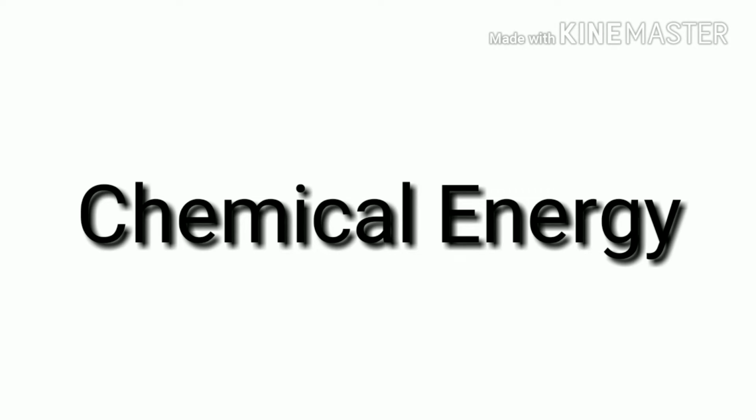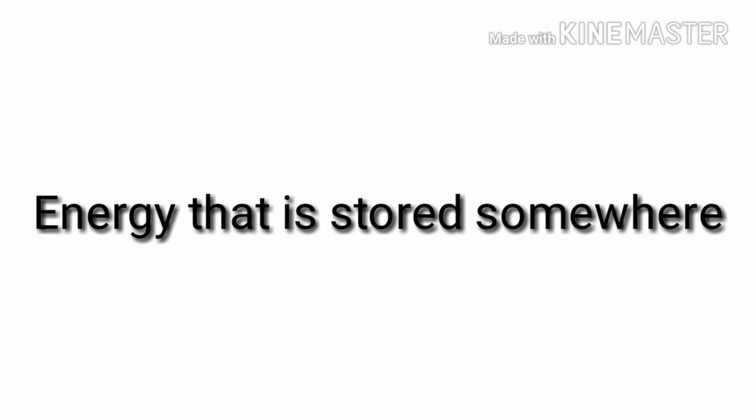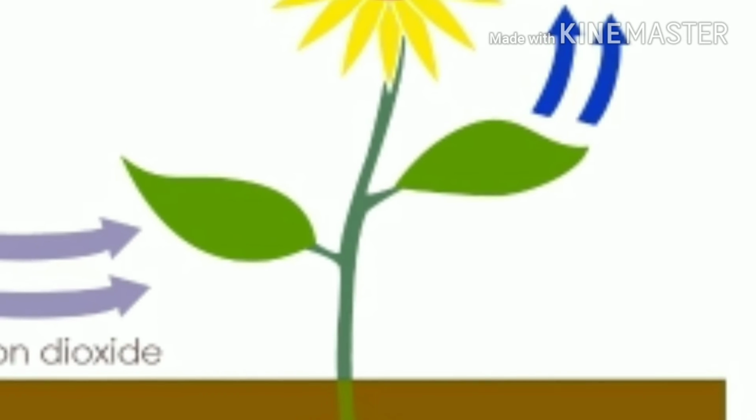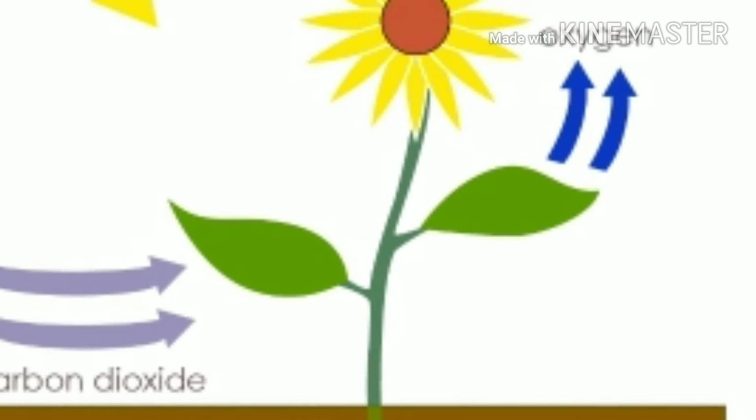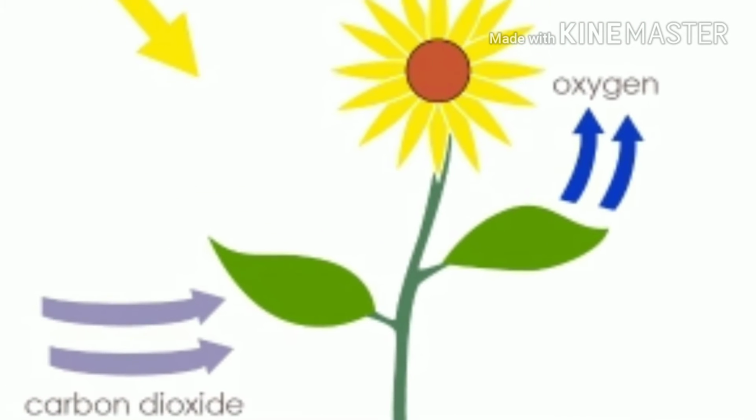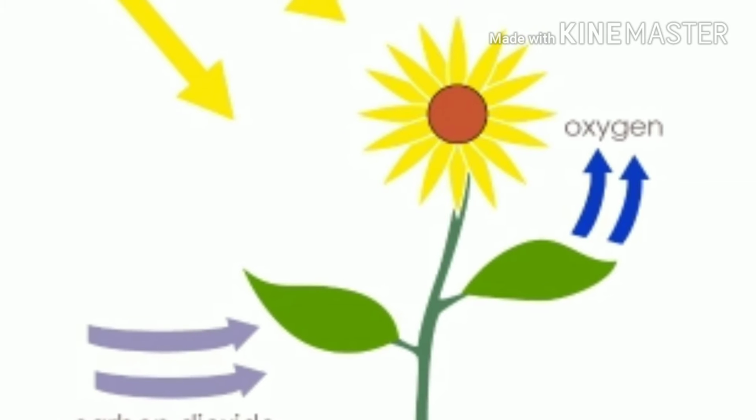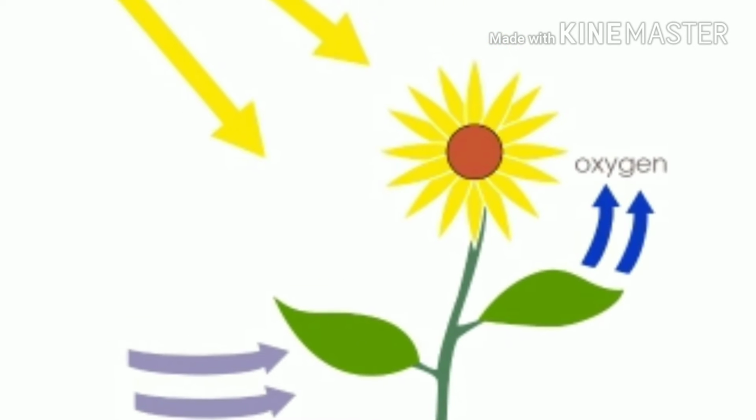Next one. So our next word is chemical energy. Now here's a breakdown and definition. The definition is energy that is stored somewhere. So here's our breakdown. This diagram right here should help you out by understanding where the energy goes and where the energy comes out of.